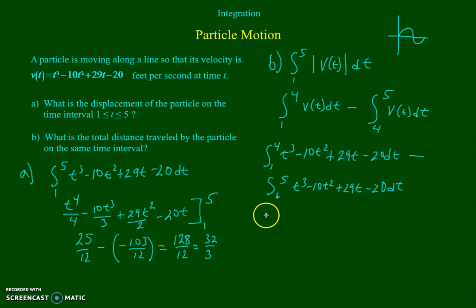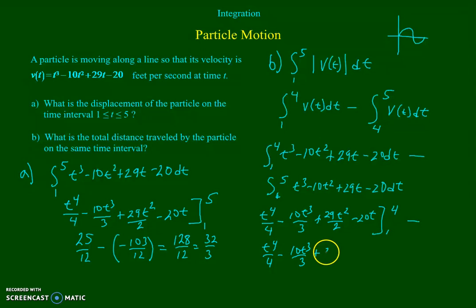That gives us t to the fourth over 4 minus 10t to the third over 3 plus 29t squared over 2 minus 20t evaluated from 1 to 4, minus the same thing evaluated from 4 to 5.